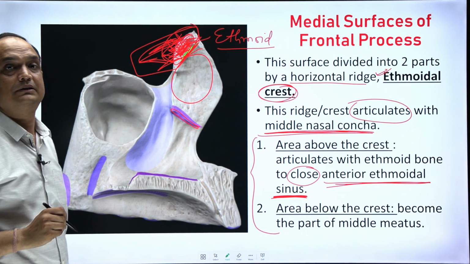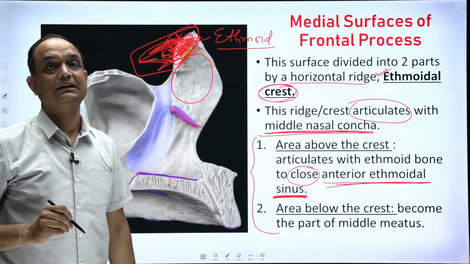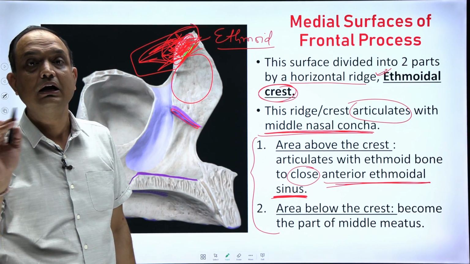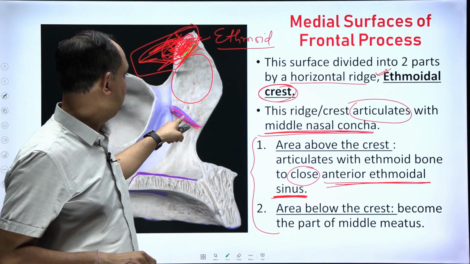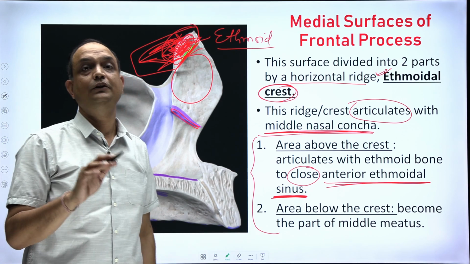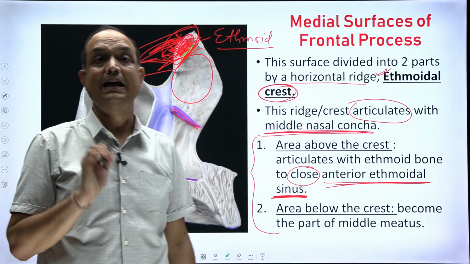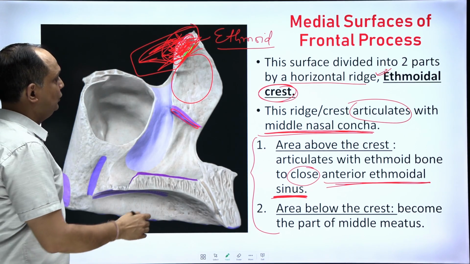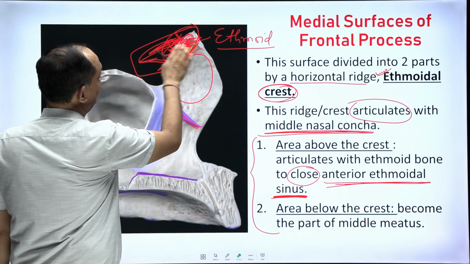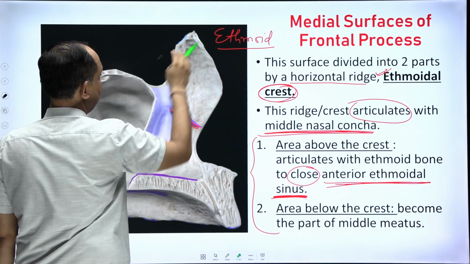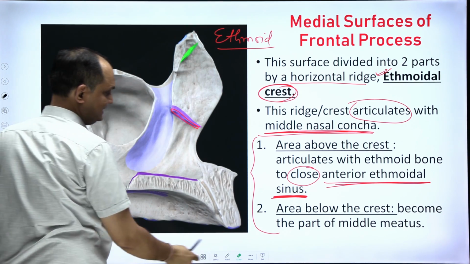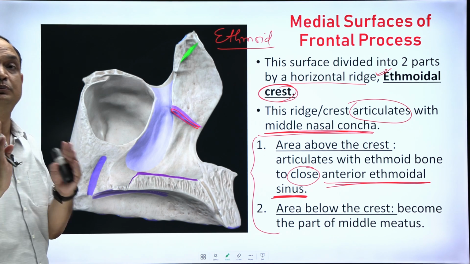Now, what about this area which is between the ethmoidal crest and this one more crest? What is the name of this crest? If you remember, in the last class I told you this is known as the conchal crest. This conchal crest provides attachment to the inferior nasal concha, which is a separate bone. If you remember, I told you that there are four bones which are going to enclose this larger hiatus into a small opening.